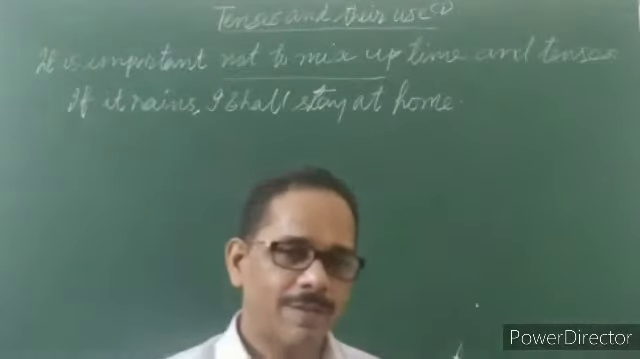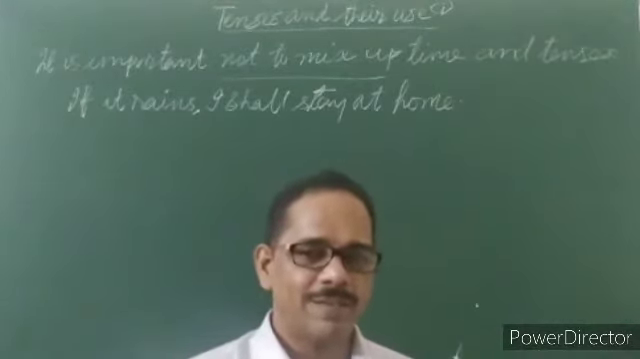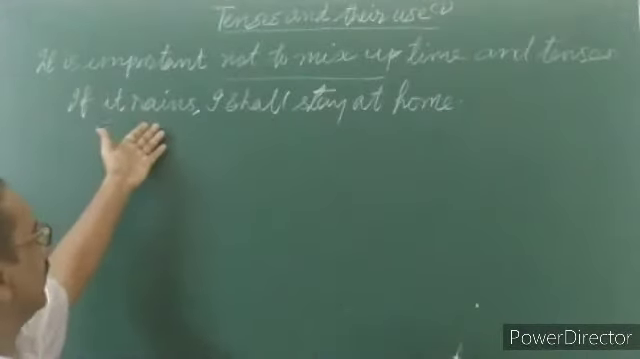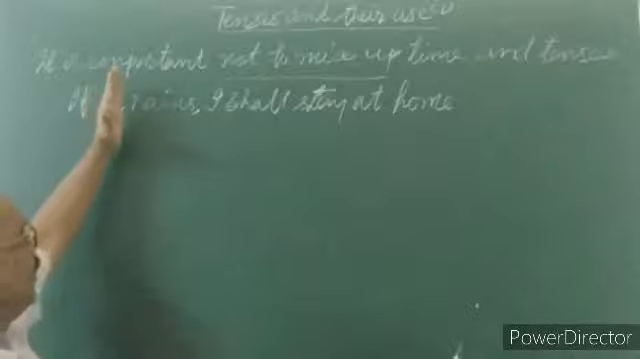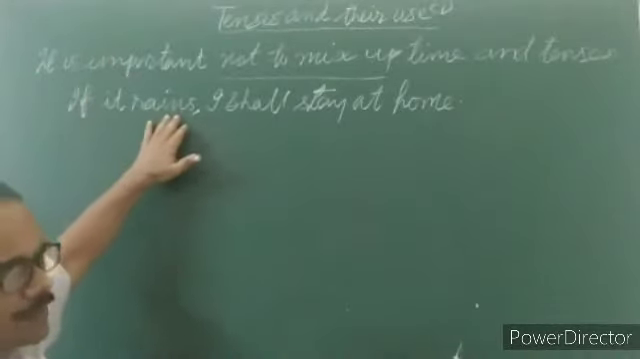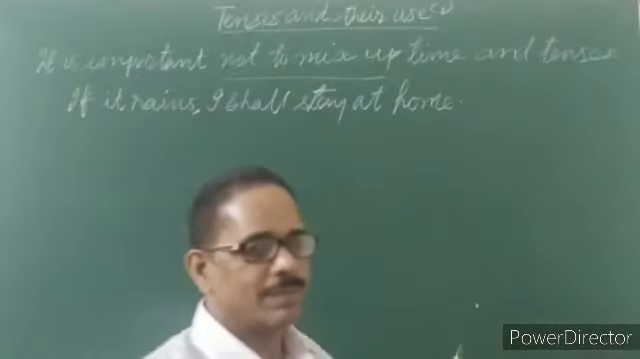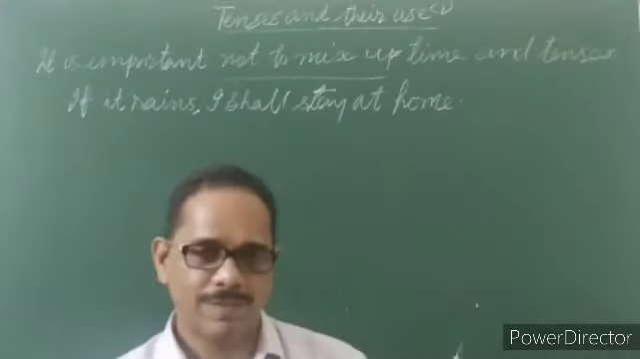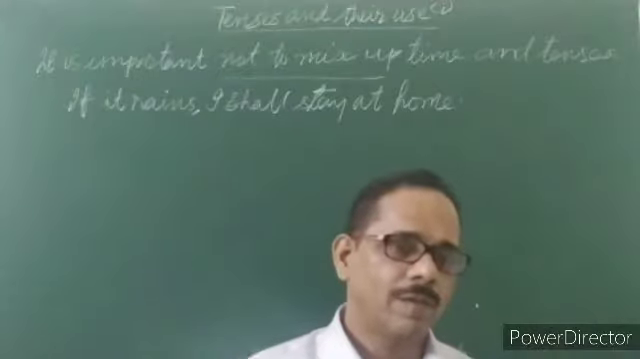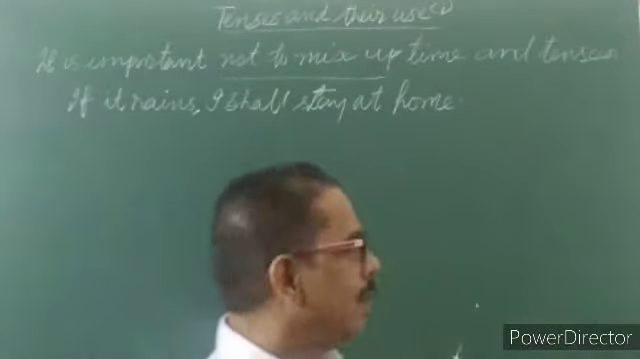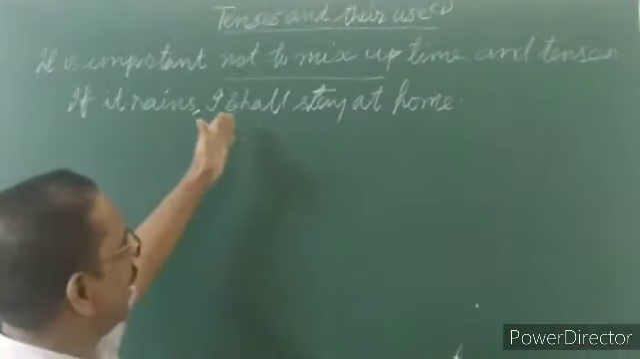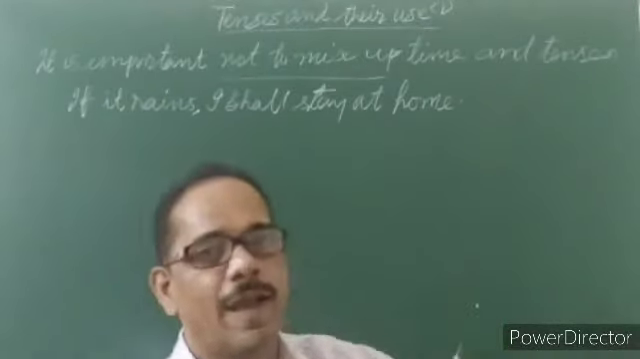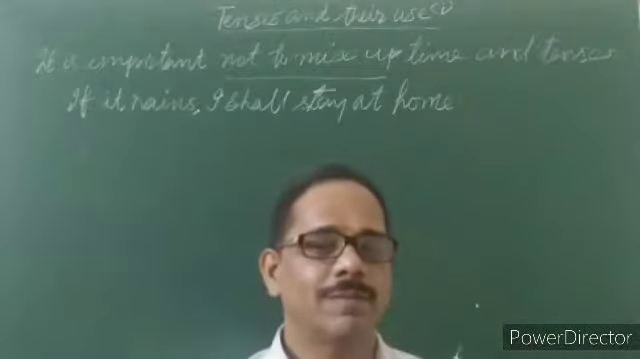What is the tense? If you take here, if it rains, this is simple present. It rains. So this is simple present. I shall stay at home. It's future tense.